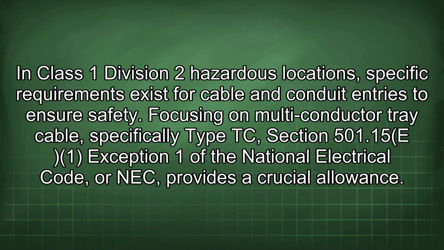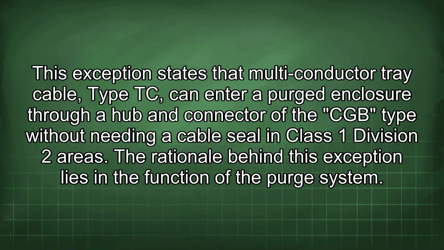In Class 1 Division 2 hazardous locations, specific requirements exist for cable and conduit entries to ensure safety. Focusing on multi-conductor tray cable, specifically Type TC, Section 501.15(e), Exception 1 of the National Electrical Code, or NEC, provides a crucial allowance. This exception states that multi-conductor tray cable, Type TC, can enter a purged enclosure through a hub and connector of the CGB type without needing a cable seal in Class 1 Division 2 areas.